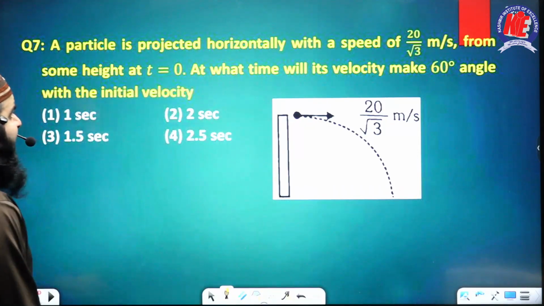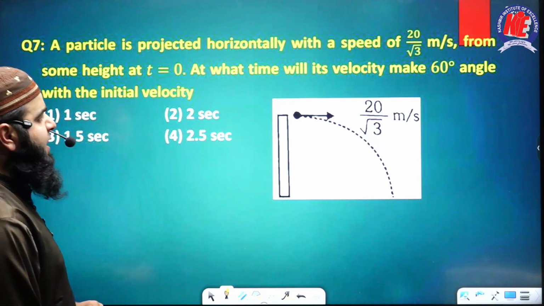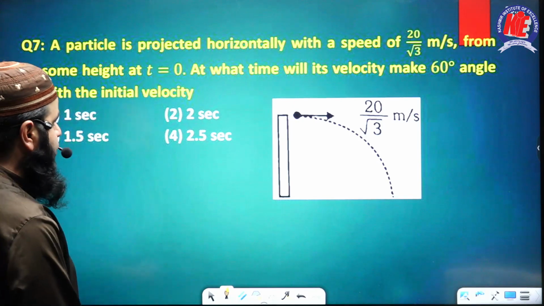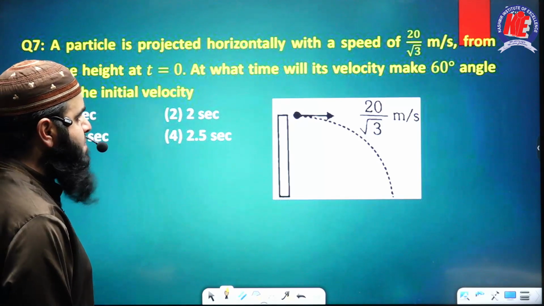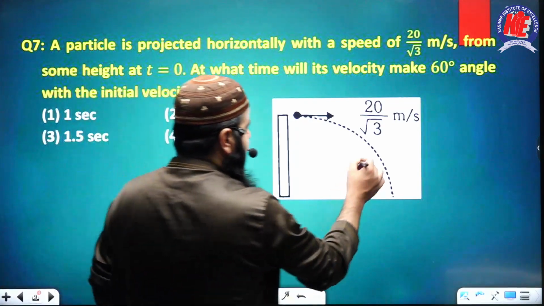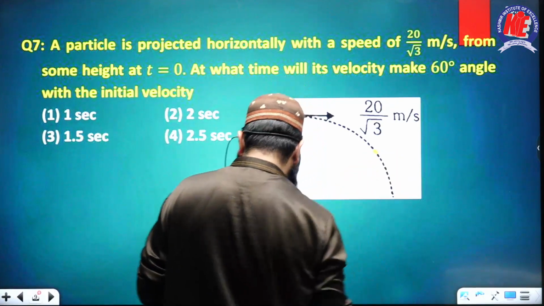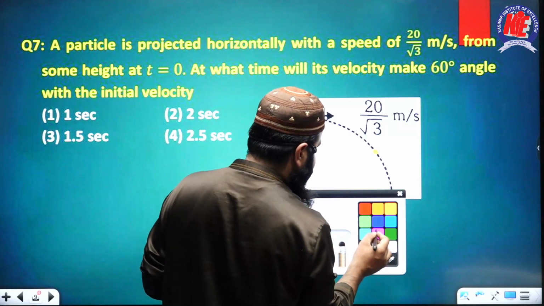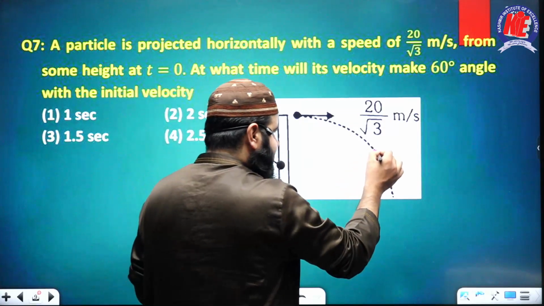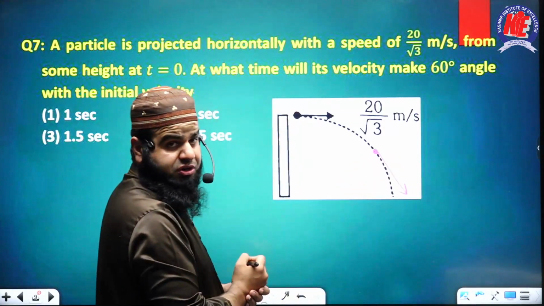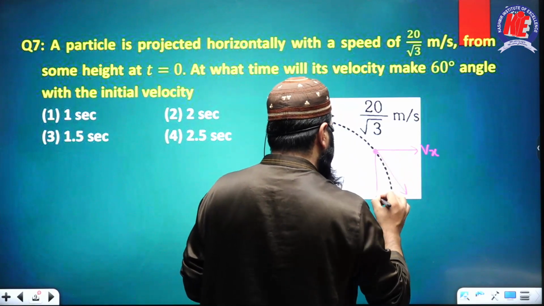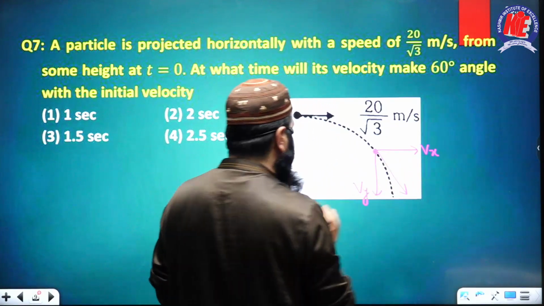Alright, a particle is projected horizontally with a speed of 20 upon root 3 meter per second from some height at t is equal to 0. At what time will its velocity make 60-degree angle with the initial velocity? Suppose beta, at time t, at some time t, I hope this color is visible, I can change it a little. At some time t हम मानेंगे पार्टिकल यहां पे है और इसकी वेलोसिटी कुछ यूं है, that's tangential. तो इसकी वेलोसिटी का एक कंपोनेंट ये होगा, that will be the vx my people, और दूसरा कंपोनेंट ये आपका, that will be the vy.